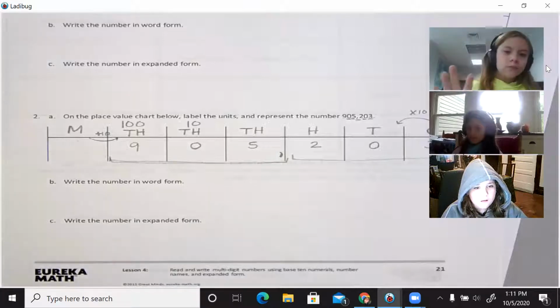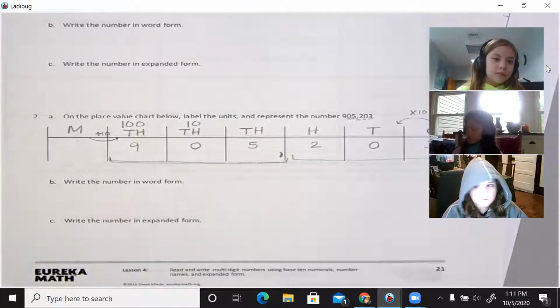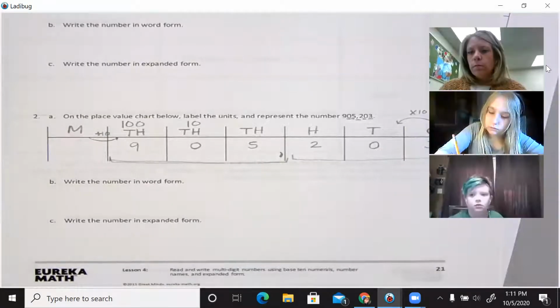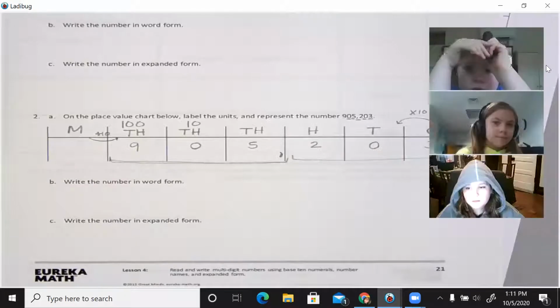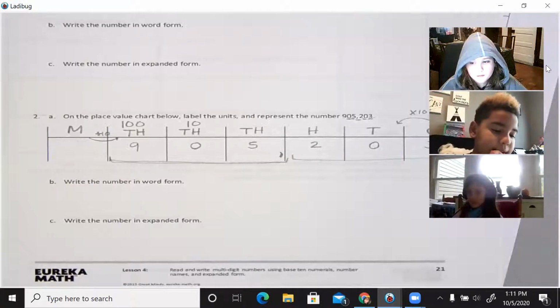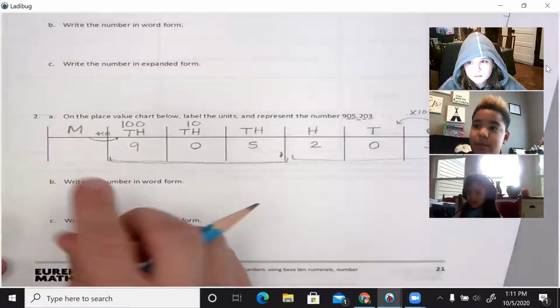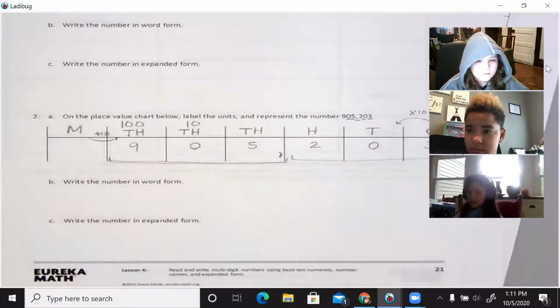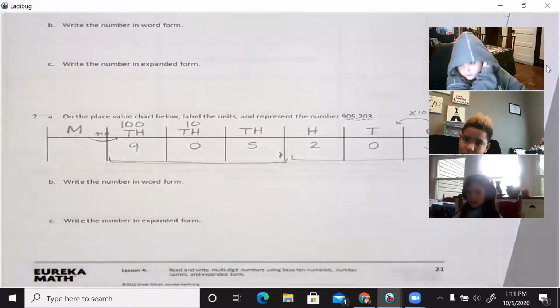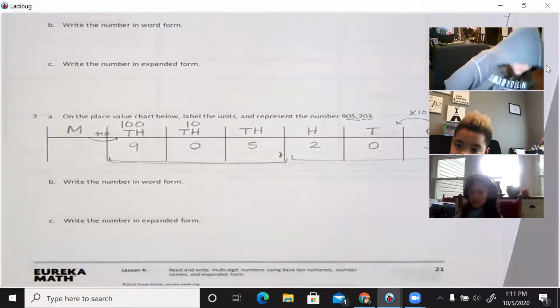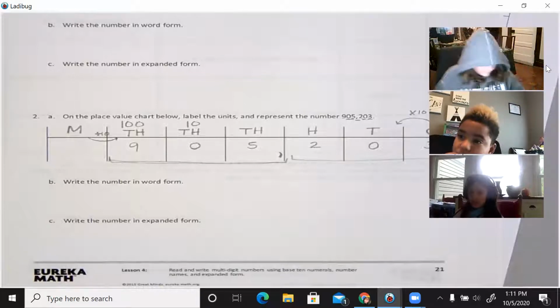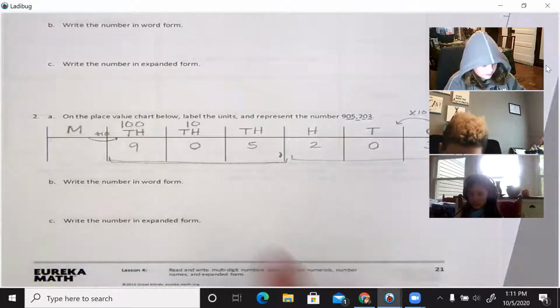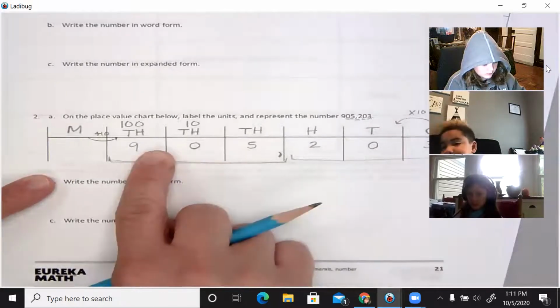Do you remember what it's called when you use digits? Trace, do you remember? When I write a number using digits, 905,203, do you remember what that's called? Starts with an S. What form is it? Standard. Very good, standard form. So this is the number written in standard form.